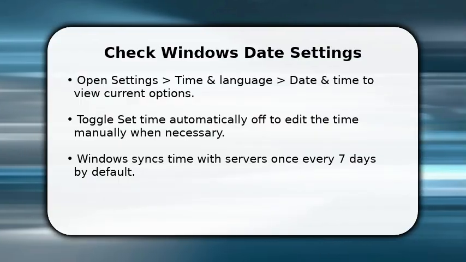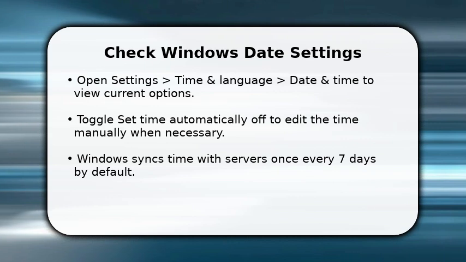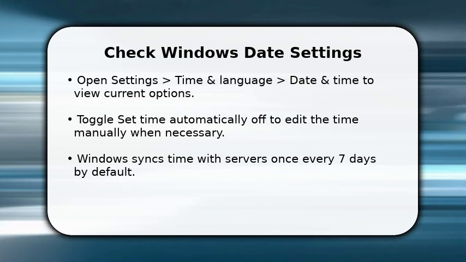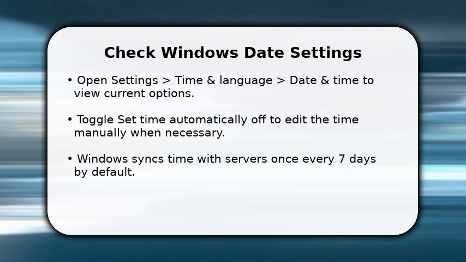Open Settings and choose Time and Language to start correcting your system clock. Select Date and Time to view the current configuration and status. Toggle Set Time automatically off if you need to edit the time manually for immediate correction. Use the Change button to set the hour, minute, and second precisely.